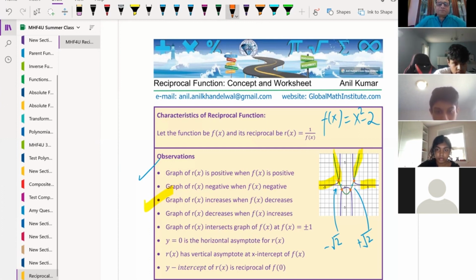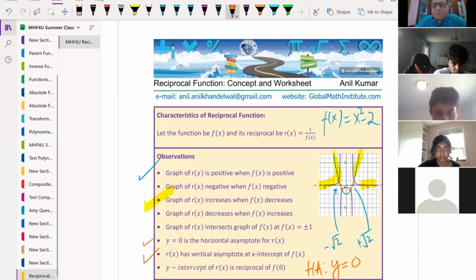Next point. Y equals 0 is the horizontal asymptote for R of x. Simple. You don't have to think. You know it is 1 divided by the function. If the function is going to be very large, then the reciprocal is going to be very small, approaching 0, correct? It will never be there. That means there's always a horizontal asymptote at y equals 0. And therefore, I will always draw a horizontal asymptote to begin with if I have to sketch a reciprocal function. Is that clear to everyone? Yes, sir.